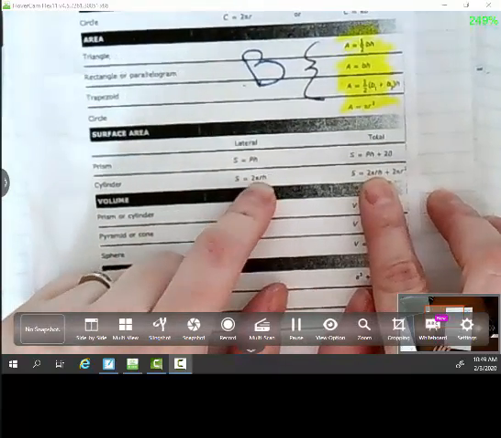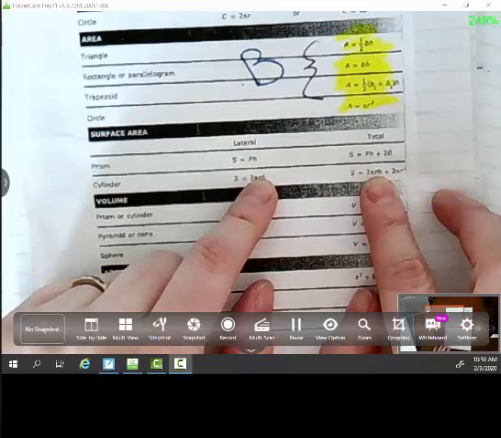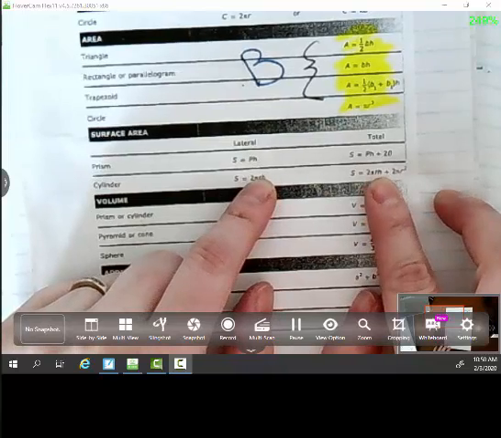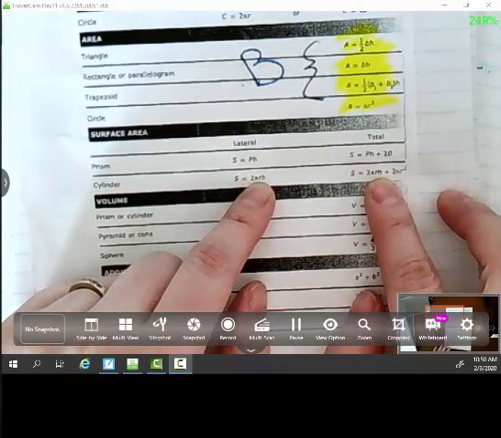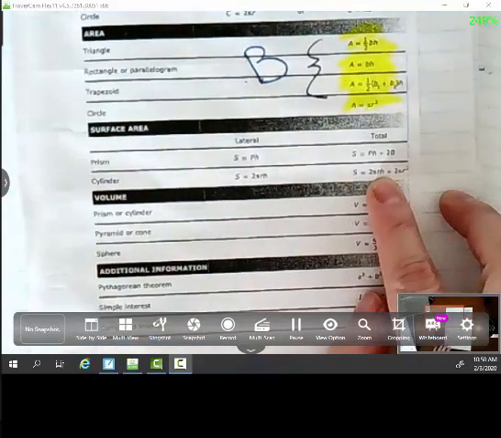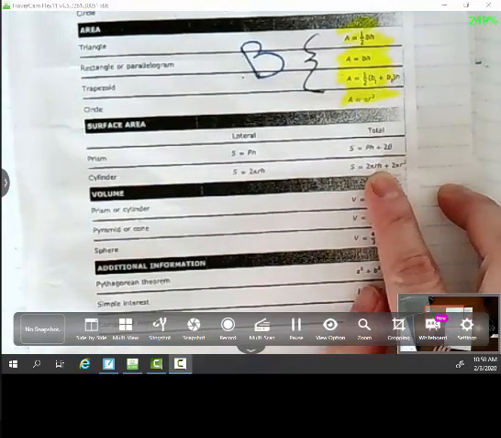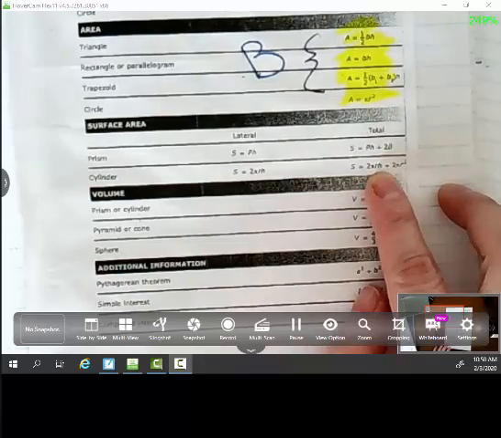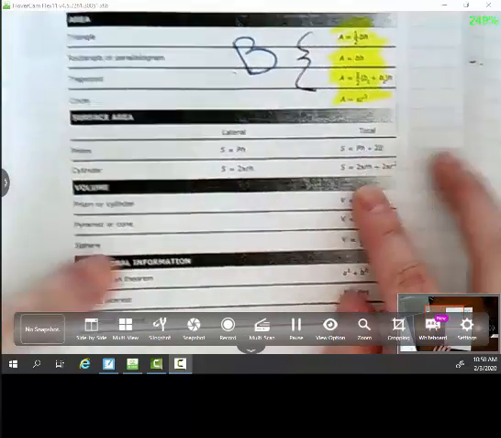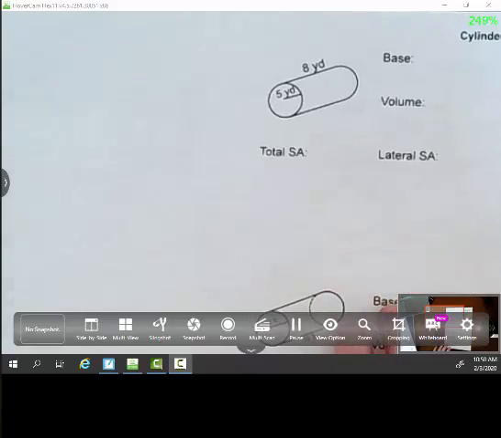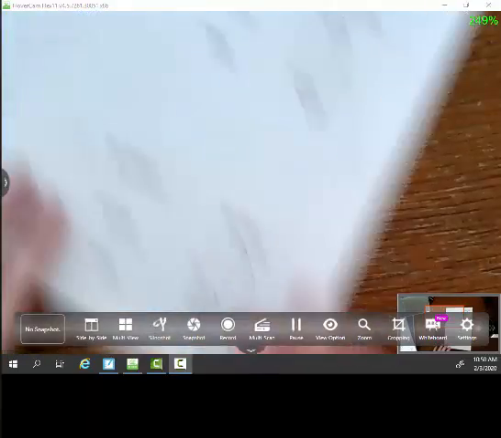So 2 pi RH plus 2 pi R squared. What all do we need? What all letters do you see up there? Pi. What else? Your radius, R. What else? H. So we're going to find R, pi, and H before we do anything else. Step 1. Fold your paper.